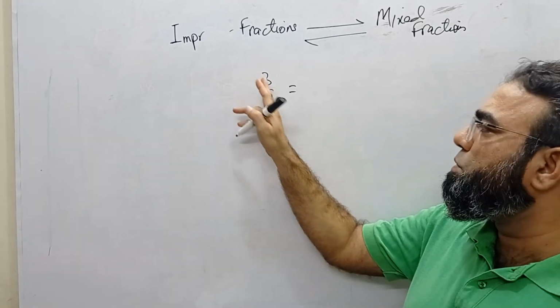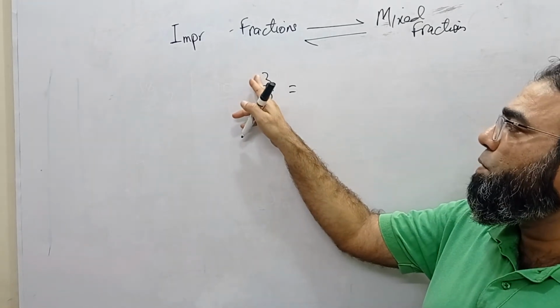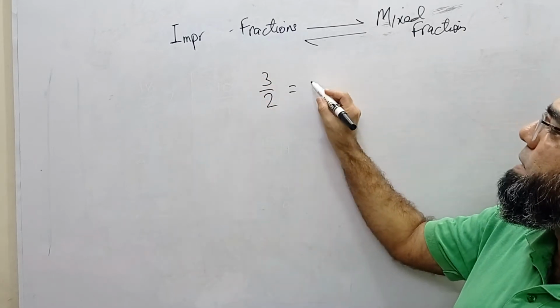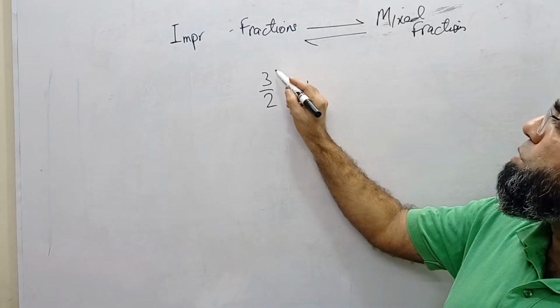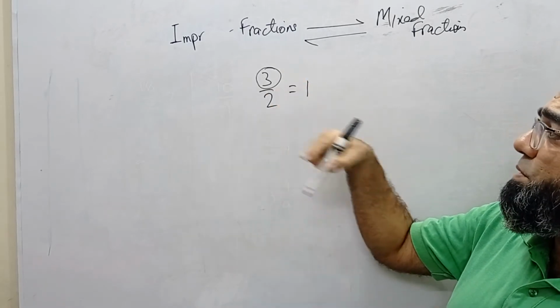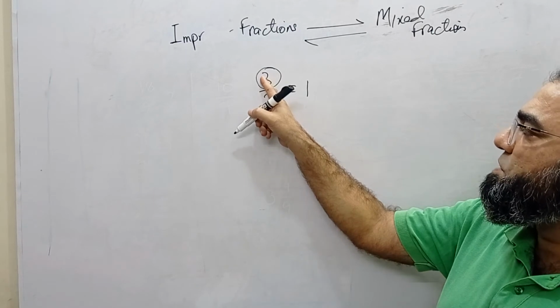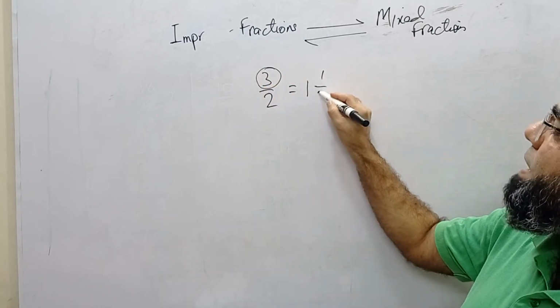1 times 2 is 2, 2 times 2 is 4. So 4 is more than 3, so I'll keep it up to 1. So 1 times 2 is 2. How much do we still need here? This is 1 times 2, so we need 1 more because this is 3. This is 1 whole 1 over 2.